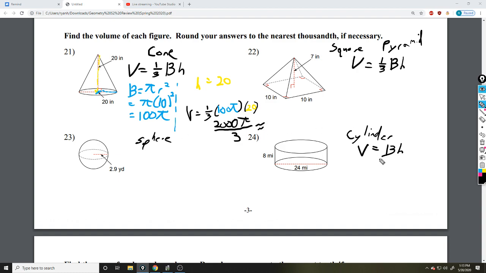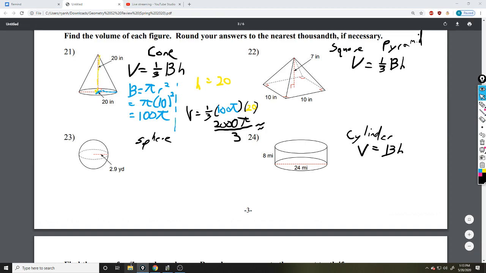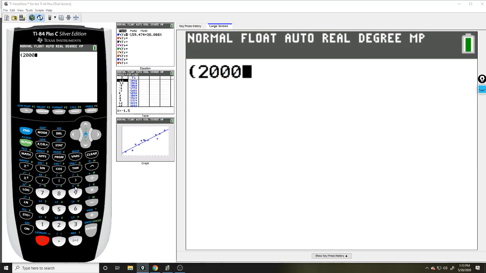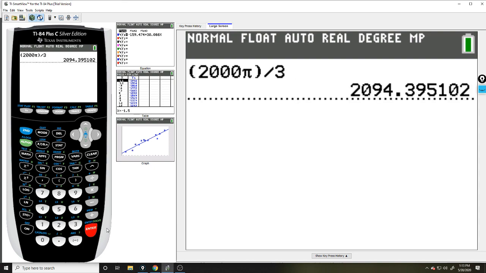All right, so we can go to our calculator and figure out, since it wants us to round, so we have 2,000 pi. Here, I'll take this away so you can see better. 2,000 pi second pi. And we want all of that divided by 3. Boom. 3 decimal places, so 2094.395.